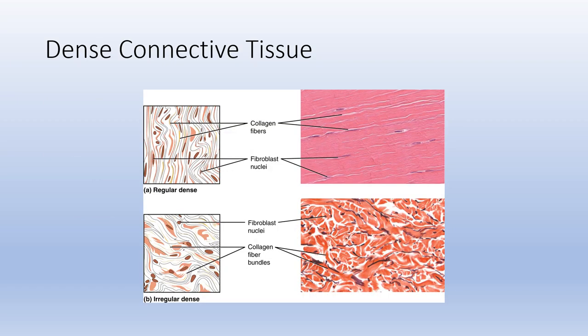This is shown in the drawing. Certainly you can see in the pictures of the slides here, for regular dense, see how thick those fibers are. There's no pattern down here in the irregular. It's just, as it says, randomly thrown in there.